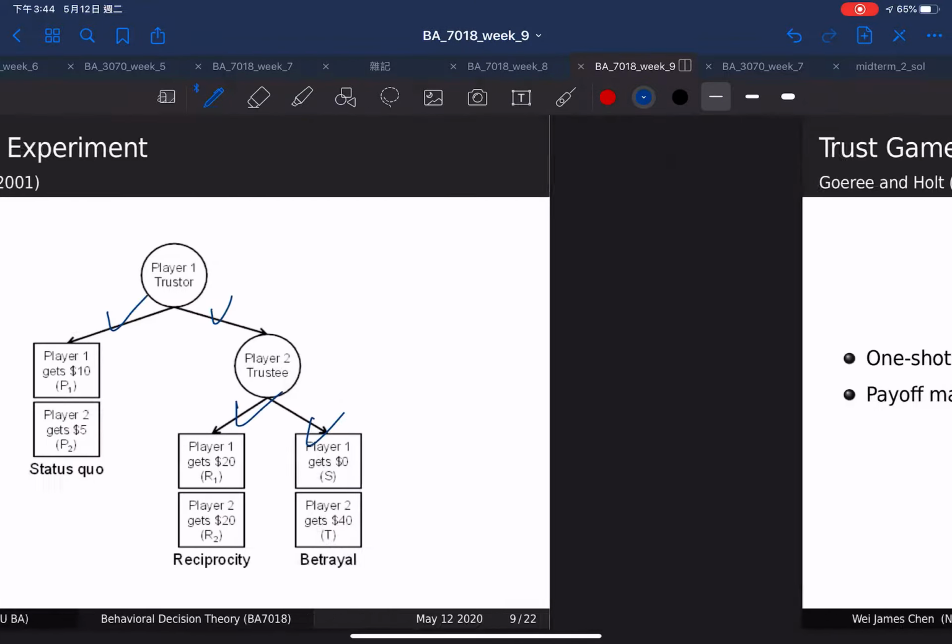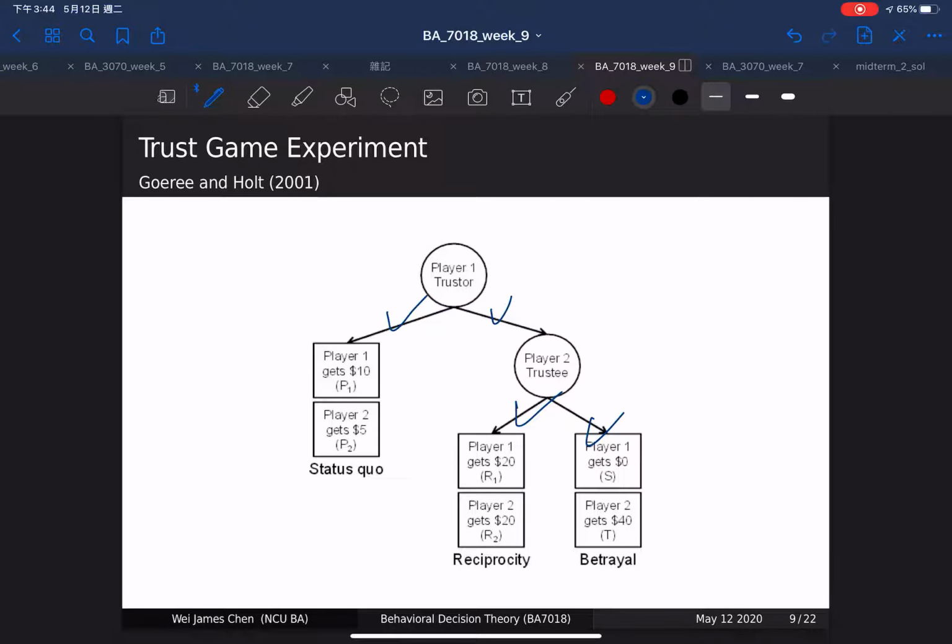Oh, by the way, I forgot to say. What's the theoretical prediction of this game? Remember, we go from the bottom, right? In the bottom, the trustee wants to betray, because if he betrays, he gets 40 instead of 20. And if the investor, the truster, knows that the trustee is going to betray, instead of 0, he wants 10, right? So he will not invest.